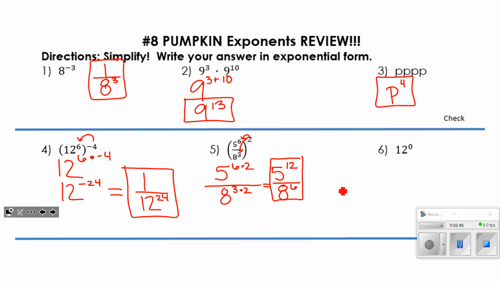Number 6 is 12 to the 0 power. Remember, with our pattern, anything to the 0 power equals 1.